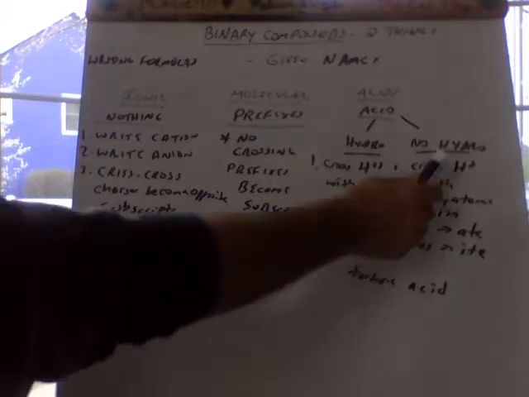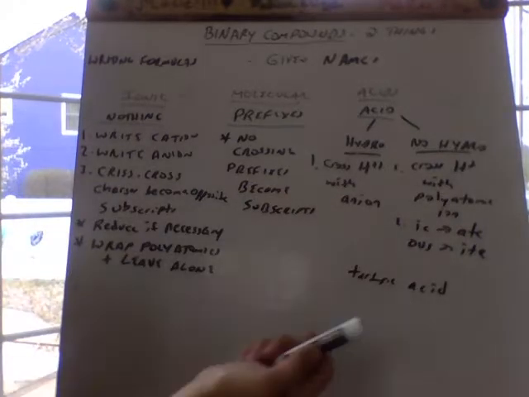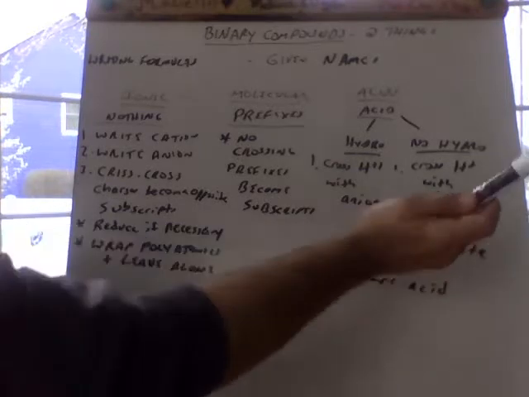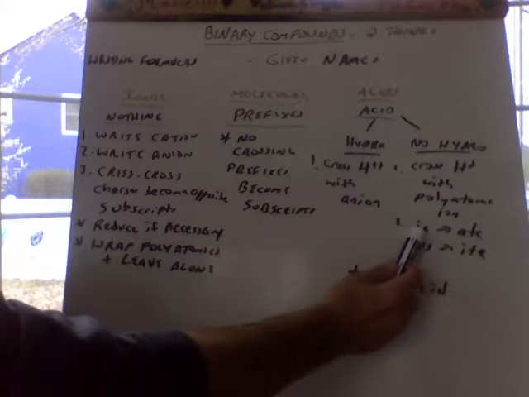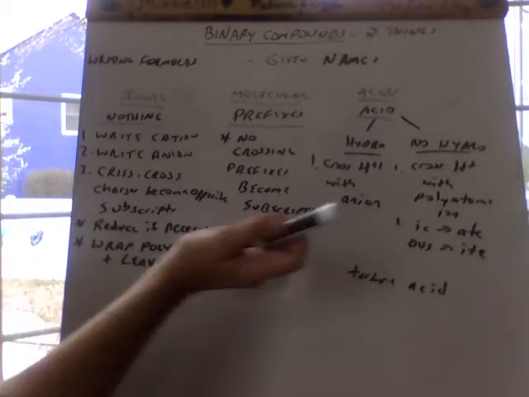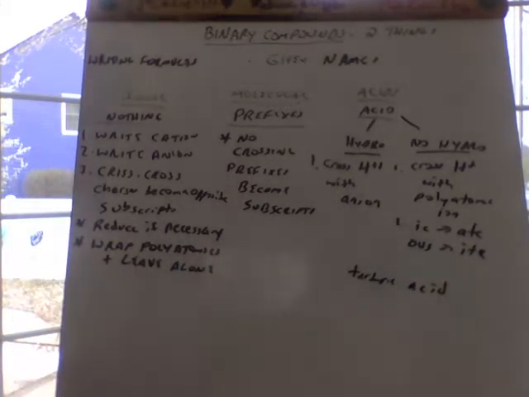If you do not see the word hydro, like tartaric acid, you're going to cross H plus 1 with some polyatomic ion. Remember, polyatomic ions, IC came from ATE endings. OUS came from ITE endings. So I'm not going to look up tartaric. When I don't see a hydro, I have to go to this chart. This is my favorite chart right here. Tartaric, I'm going to look up IC, change to AT. I'm going to look up tartrate.